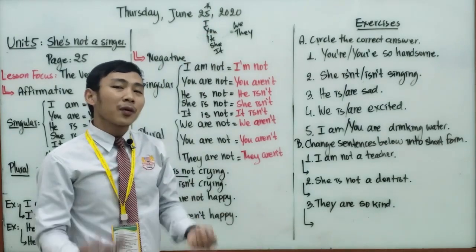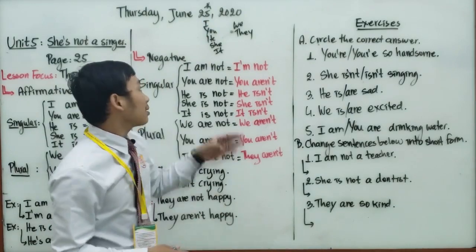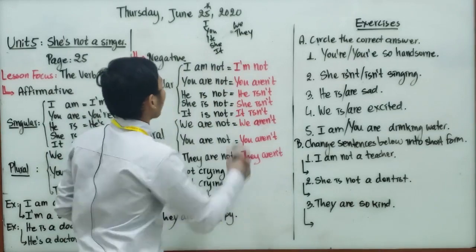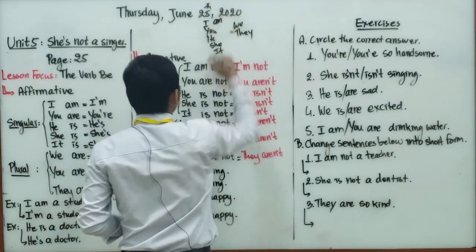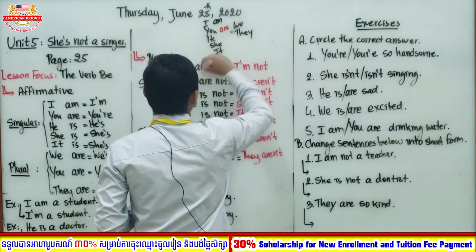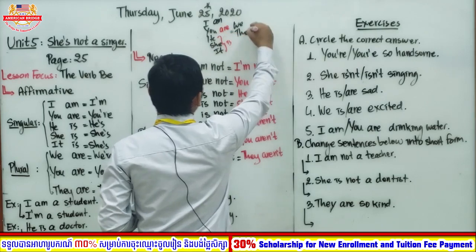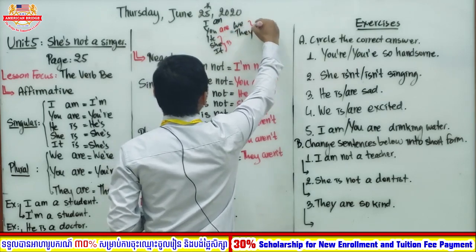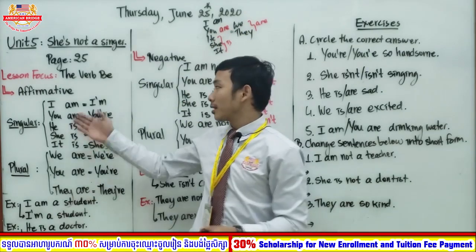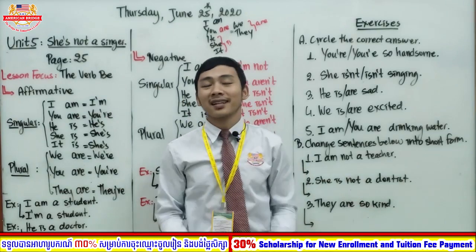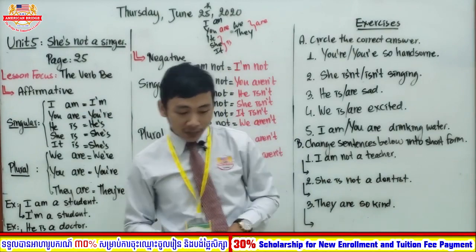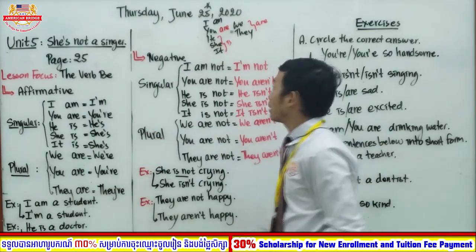So there are 7 subjects in English, and these 7 subjects are used with different verb be. For example, I use with am, and you use with are, and he, she, it use with is, and we, you, and they also use with are. So that's why today we will focus on how you can use is, are, and am. Okay, are you with me now? Okay, good.